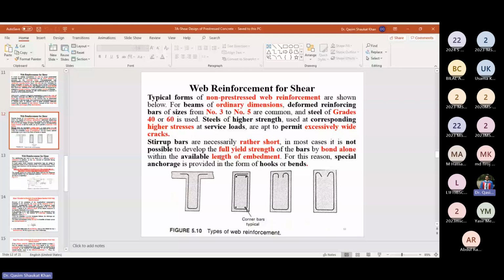So for this reason, you need to provide special anchorages in the form of hooks or bends at the ends. Okay. Hooks or bends at the ends. You can have a 90 degree hook, you can have a 135 degree hook. Okay. So stirrup bars are usually short. In most cases, they will not develop the full yield strength. Do you know what's the full yield strength of the bars in shear?